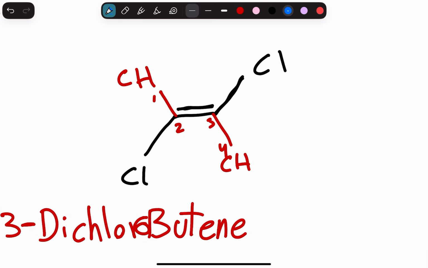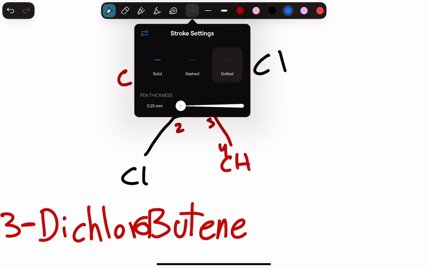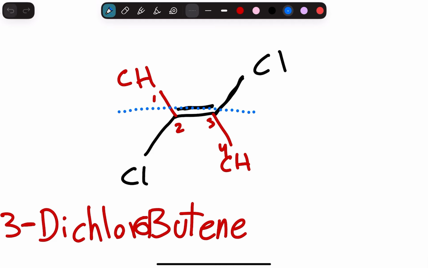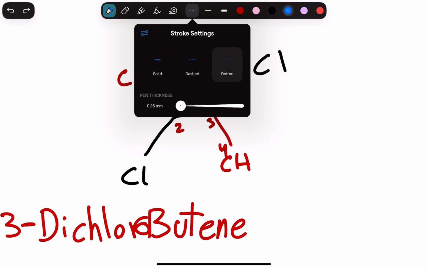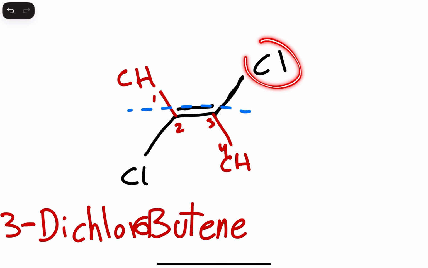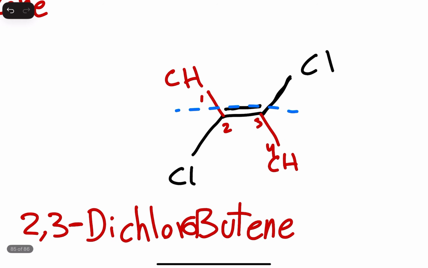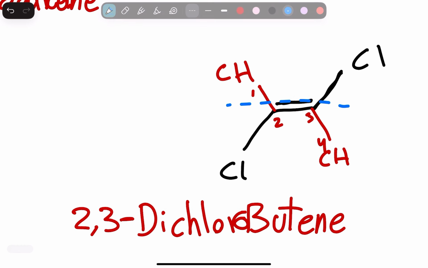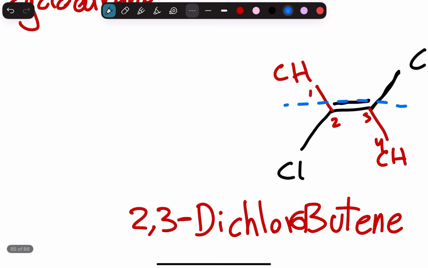So if we take a line and we just split it down the middle like that, we're going to see that our chlorine atoms are on opposite sides. On this side we have a chlorine atom and a methyl group. This side we have a chlorine atom and another methyl group. So they're on different sides. So this would make it a trans alkene. So at the beginning of the name, you'd put trans.